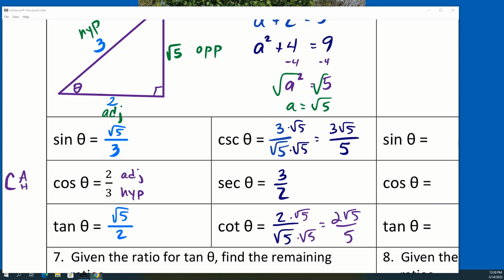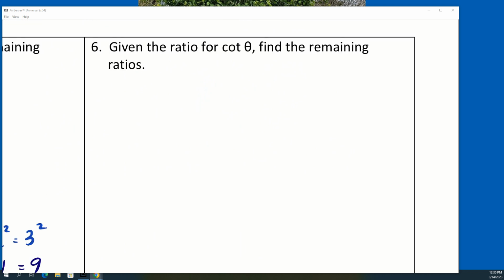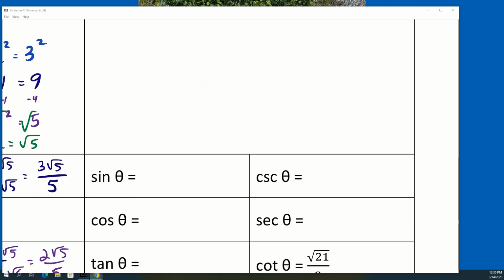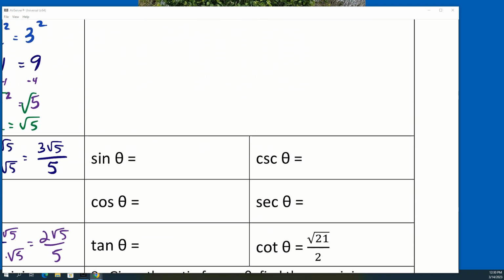All right. So on the next one, on number 6, we know what the cotangent is. So we're given the cotangent of theta, and we're going to find the rest of them. So the cotangent is square root of 21 over 2. Now, cotangent is the reciprocal of tangent. So that's the TOA part of SOHCAHTOA. So tangent is opposite over adjacent. That means cotangent is adjacent over opposite.